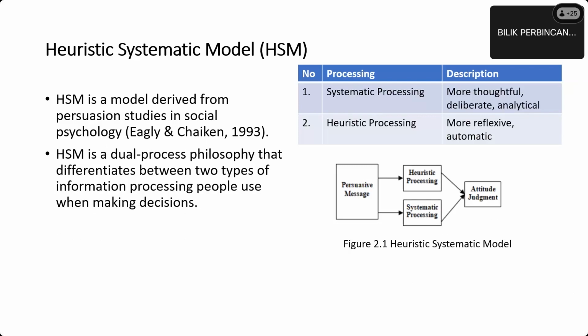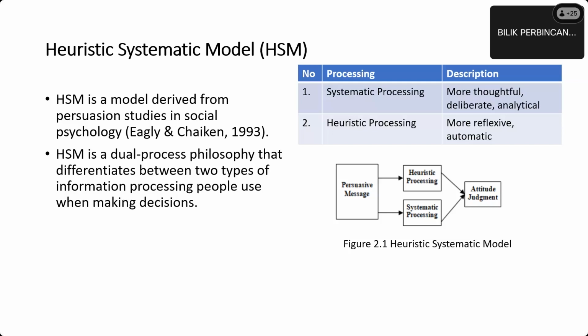And then this is on the heuristic systematic model. We have these two processing types, systematic processing and heuristic processing. Systematic processing means that you are more thoughtful, deliberate, and analytical when you deal with problems or need to make a decision. The second, heuristic processing, is more reflexive or automatic. When you get something, you say, oh okay, I'm fine with it, it's yes or it's no, but you do not think too much about it.